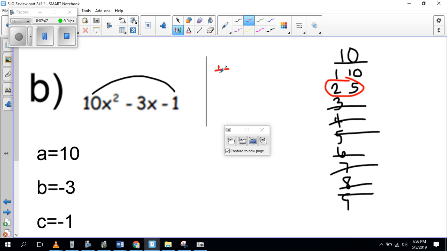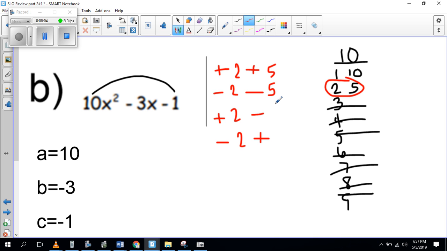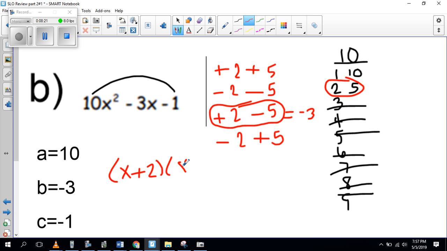So I need to figure out what's going to be my sign. So I do plus, plus, minus, minus, plus, minus, minus, plus. And I put 2 all the way down, and then I put 5 all the way down. So the one that's going to give me a negative 3 is this one here. I just shorten it, so it'll be x plus 2, x minus 5. And then our next step, we have to take our answers and divide by A.